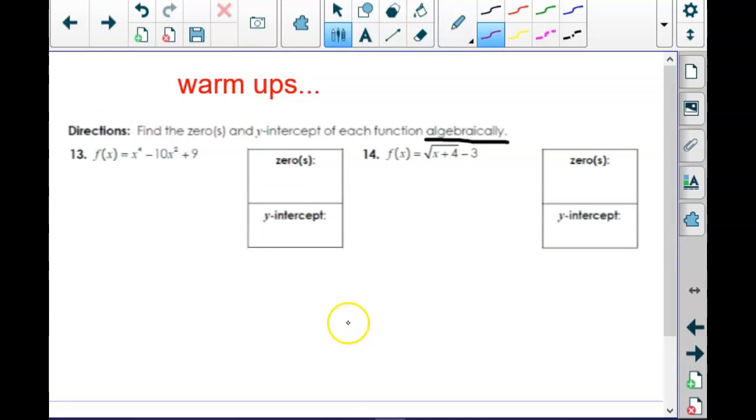Oh, these are calculator ones. Oh no, it says algebraically. This is kind of an intro to more factoring we're going to do later. So we're going to do this without using our calculator. We're going to find where this equals 0, and this, remember, is when y is 0. So you'd have points like this, okay? And the y-intercept is when x equals 0. Can you guys find that one quickly? What would happen if I put a 0 in there? I'd get out a 9. Okay, so the y-intercept is easy algebraically.